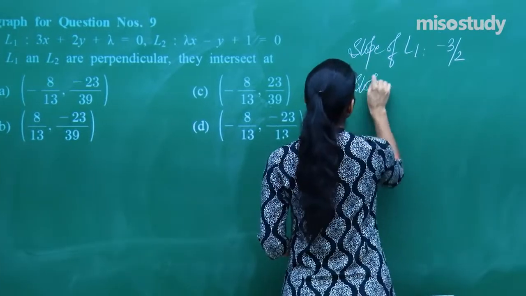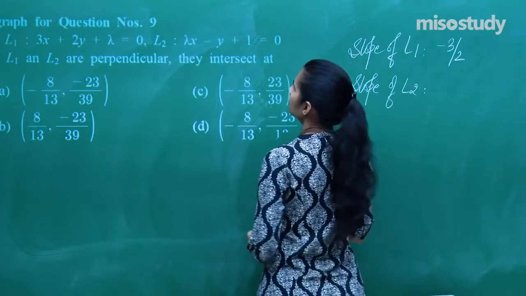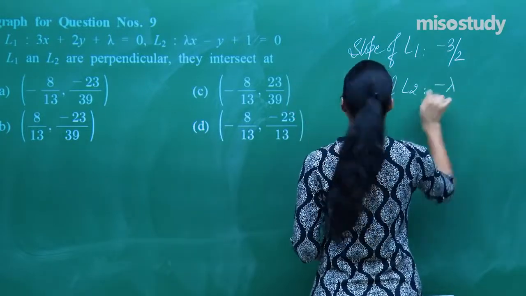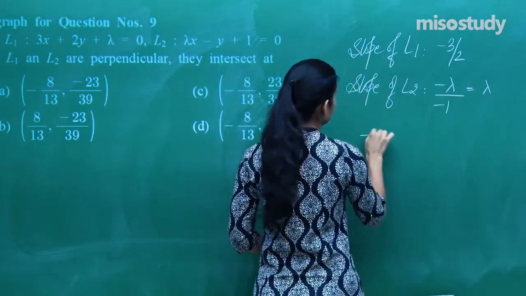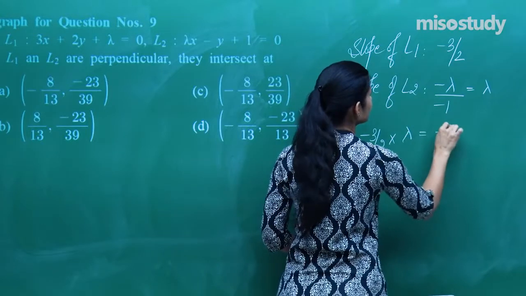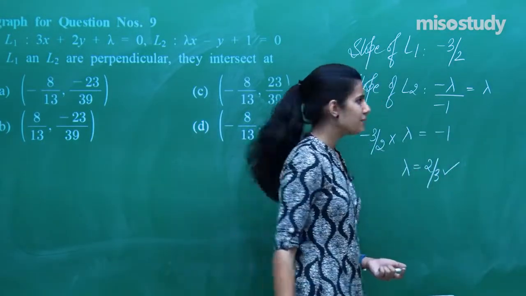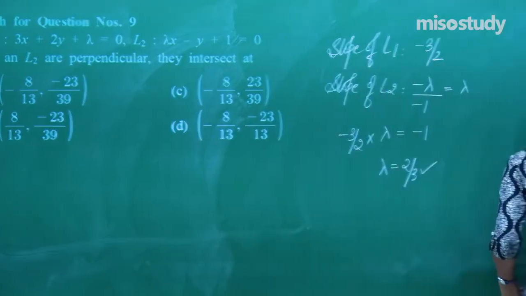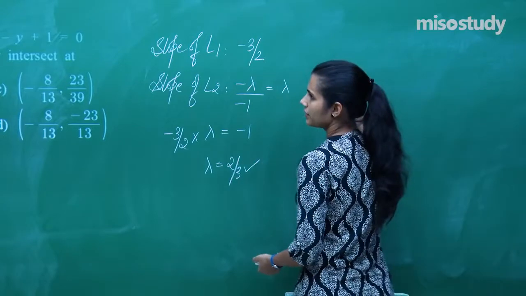What is the slope of L2? Slope of L2 is minus coefficient of x upon coefficient of y, which is lambda. Now they are perpendicular means minus 3 by 2 into lambda is minus 1, lambda is 2 by 3. The moment lambda is 2 by 3, you are in a position to get the equation of L1 and L2. Let's get the equation of L1 and L2.